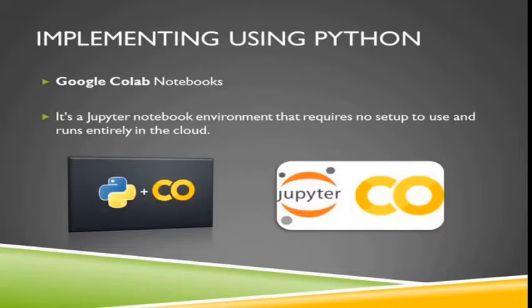After knowing the concept, we try to implement and understand linear regression using Python in Google Colab. For implementing, you can either use Jupyter Notebook or Google Colab Notebook. Here, I have used Google Colab. So, what is Google Colab? It is a Jupyter Notebook environment. First thing, no setup is required. It is easy to use and it runs entirely in the cloud.